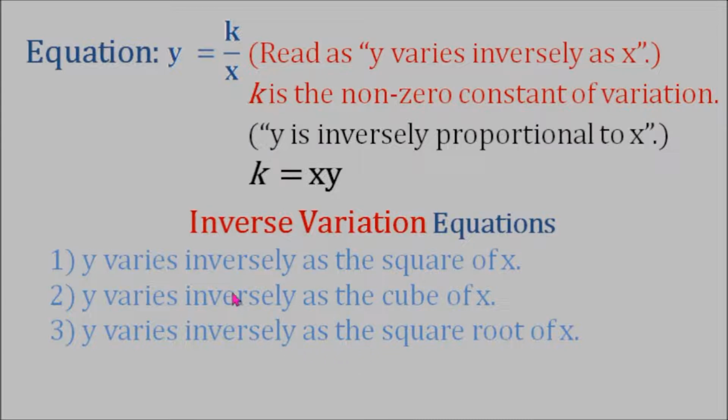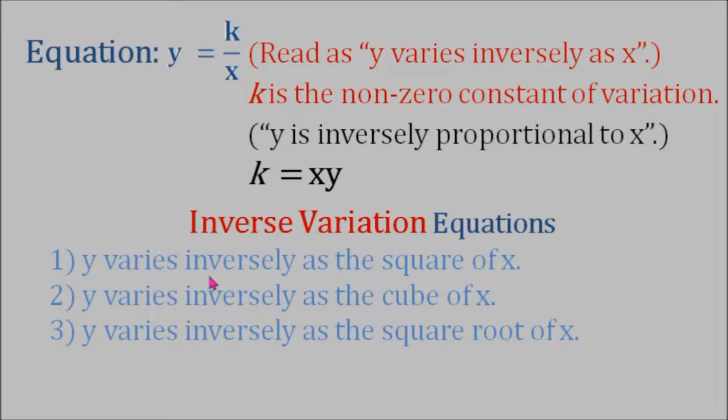Now, let's talk about inverse variation. This is the equation of inverse variation: y equals k over x. This is read as y varies inversely as x, where k is the non-zero constant of variation. It can also be read as y is inversely proportional to x, where k is computed by multiplying x and y.